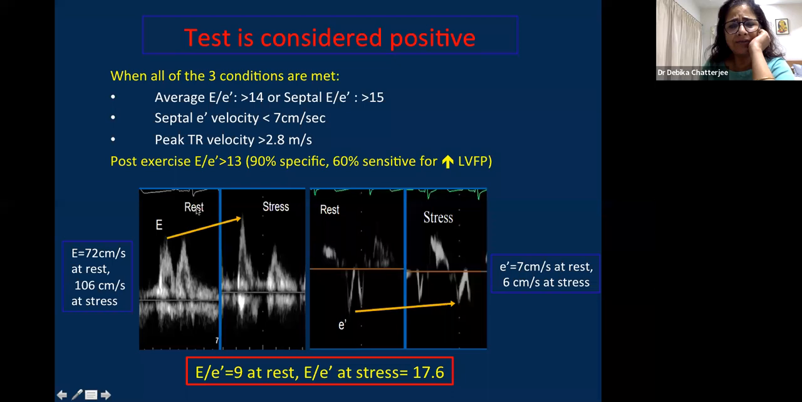And what is the result? This is at rest, E, A. And at stress, the E wave becomes taller than the A wave. But look at the E prime. At rest, E prime was bigger than the A prime. But at stress, E prime has become smaller, from 7 centimeters to 6 centimeters per second, making the E by E prime ratio 17.6 at stress instead of only 9 at rest. So this is the reason why the patient becomes short of breath when the patient walks.